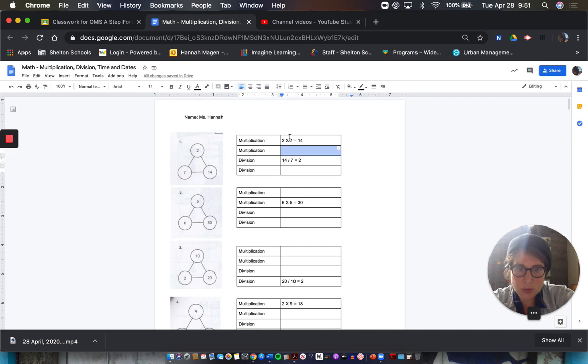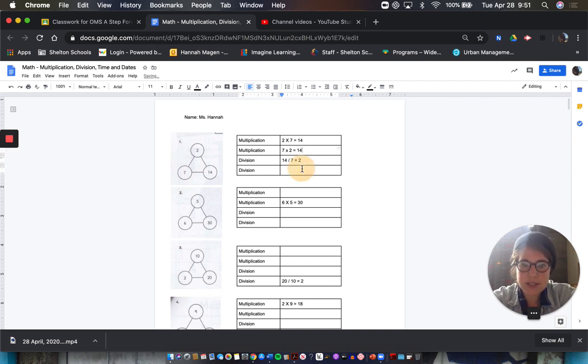Some of them are already filled in for you, so your job is to fill in the blank boxes. Look at 2 times 7 equals 14. What's another multiplication equation we can gather from this triangle? We've got 2 times 7, so we're probably going to start with 7 times 2. What does that equal? 14.